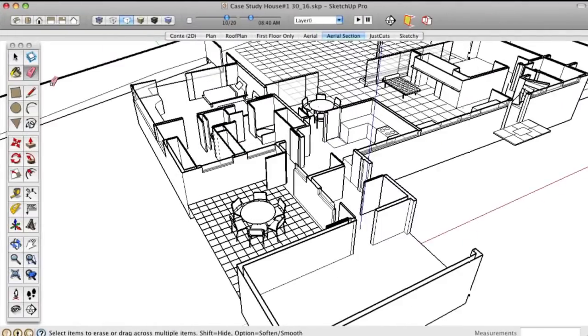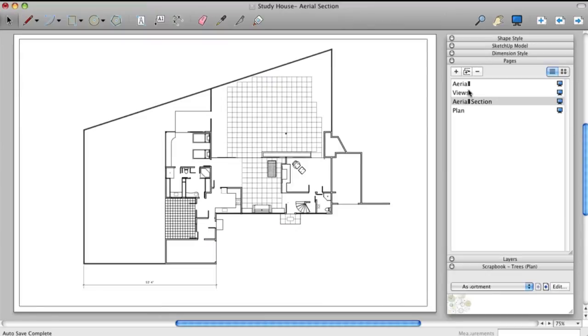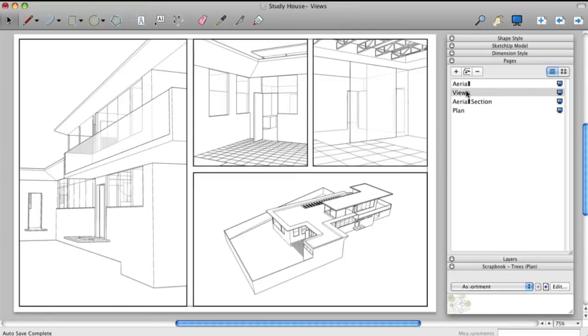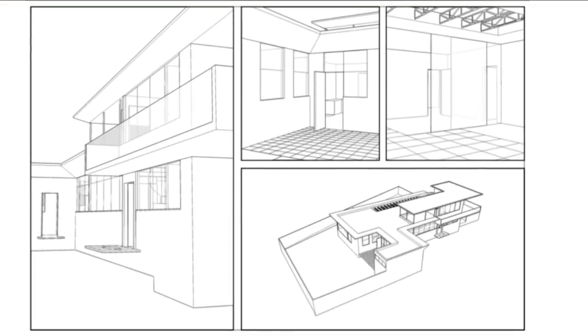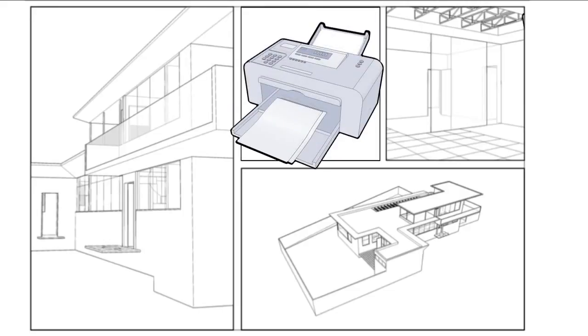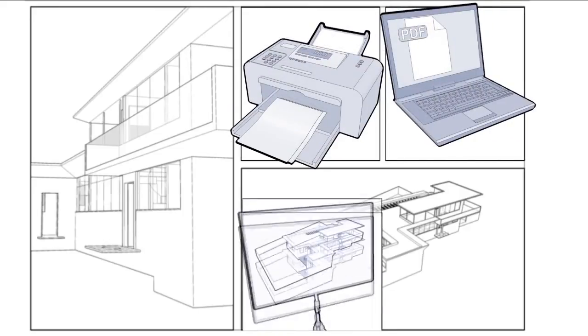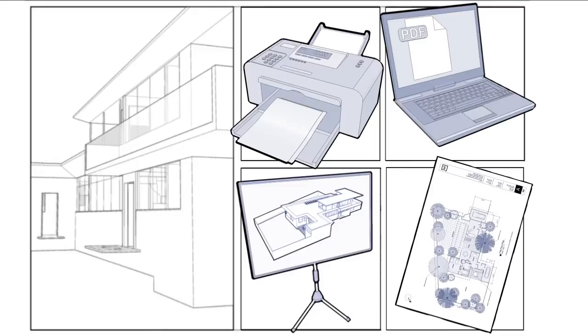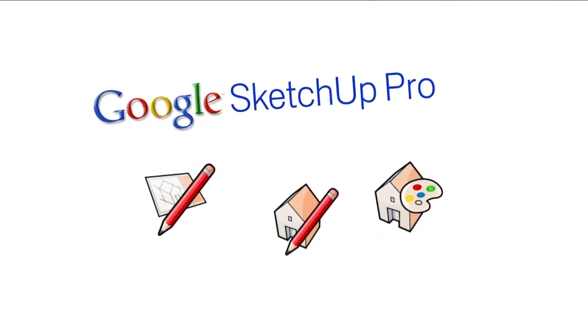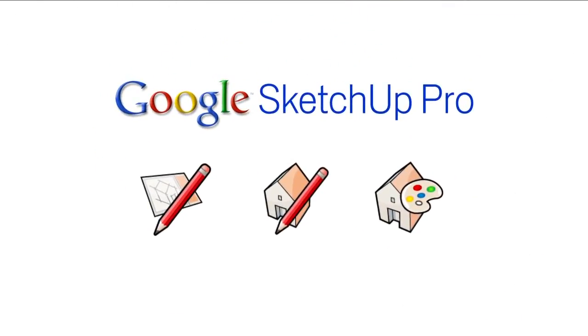When you edit your model, your layout document automatically updates to reflect the changes. Use the same layout file to produce high-resolution prints, digital PDFs, slide presentations, and exported CAD files. SketchUp Pro adds features and tools that make it faster and easier to use your models to present, share, and sell your work.